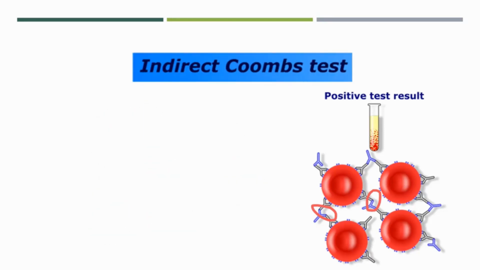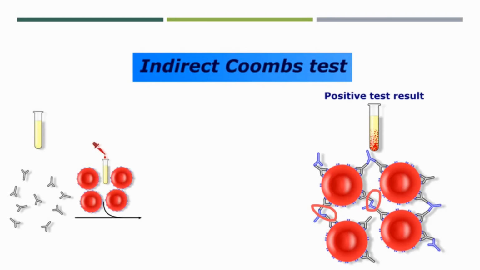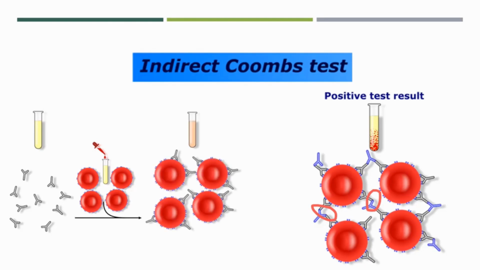We are looking for antibody in the patient's serum, so we start with the serum, and then add red blood cells containing the antigen we suspect the patient may be making antibody against. If they are making antibody against that antigen, it will be present in the serum, and when the serum is mixed with the test blood, the red blood cells will be coated. To visualize this, we add the Coombs reagent, and once again, agglutination indicates a positive result, that the patient has antibody against the suspected antigen.